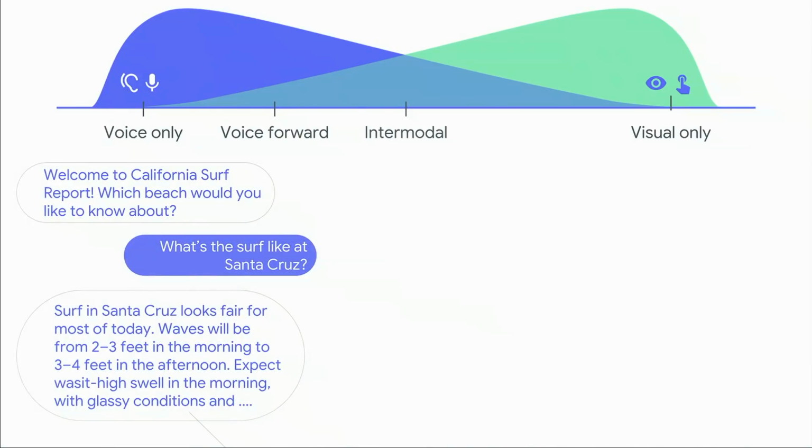Let's take an example of a surf report. On a smart speaker like a Google Home, the report needs to be presented with just speech. So in this example, the whole interaction is verbal and through audio.